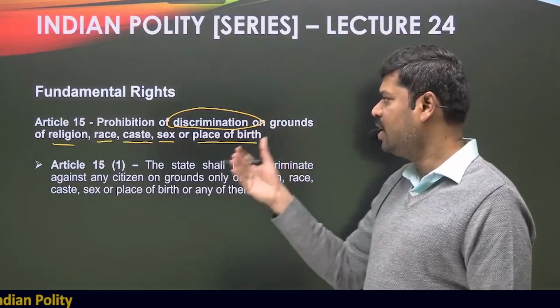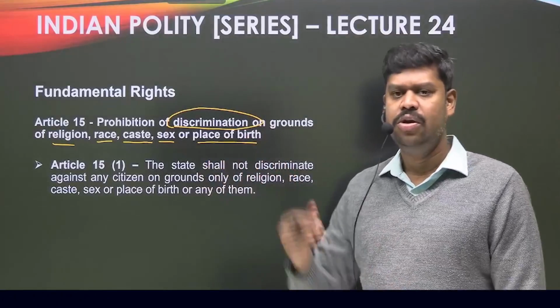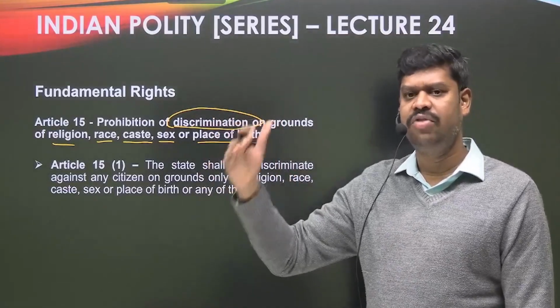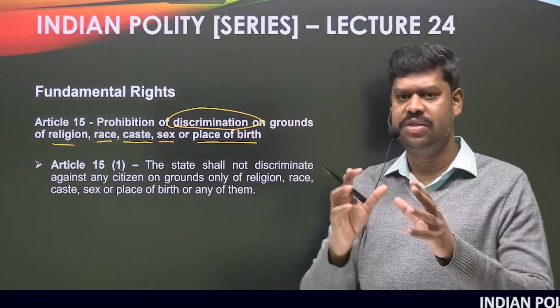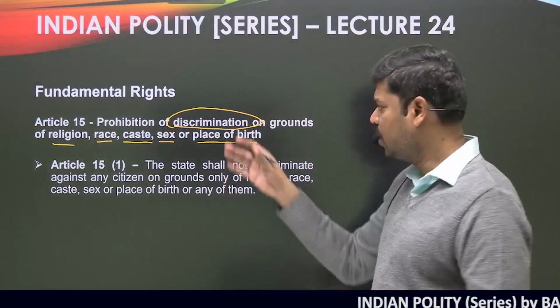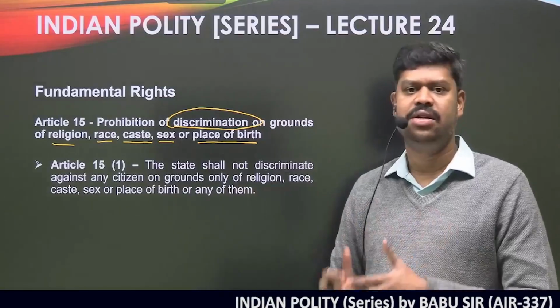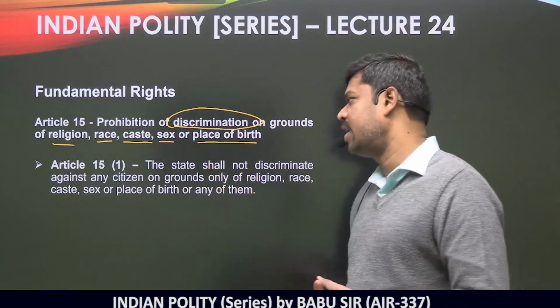But if you see further, it is elaborated by a number of subclauses. So let us assume Article 15 is the rule, and under that Article 15 there are a number of sub-rules which further explain the main idea governed under Article 15 of the Constitution. We'll try to understand one by one what the various sub-rules or clauses under Article 15 of the Constitution are. So first thing is Article 15 clause 1.